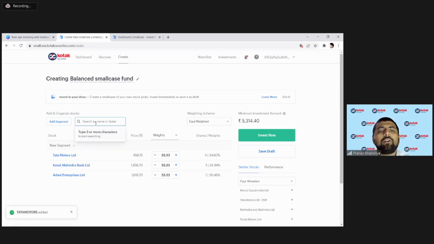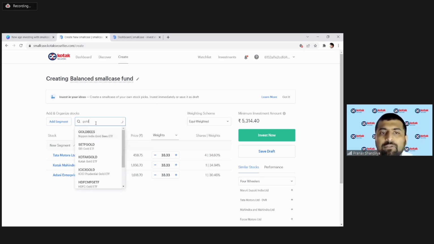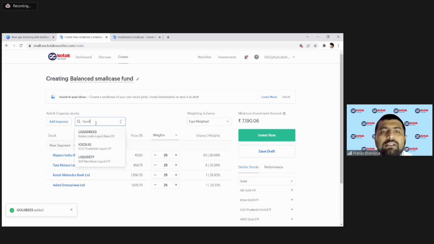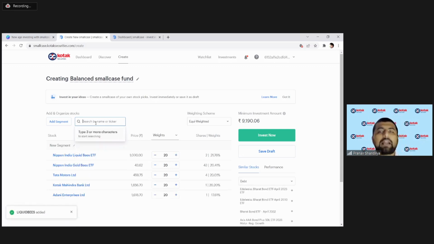And now I'm going to take more exposure into my portfolio into things like gold ETF, because I want exposure to gold, because gold is a very stable instrument. And also something like Liquid BeES, because Liquid BeES gives a very standard rate of return. So we have added 5 stocks into our portfolio right now.